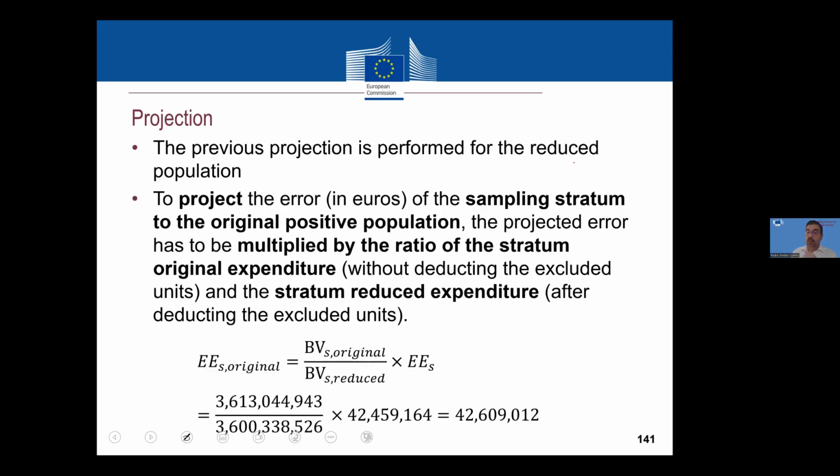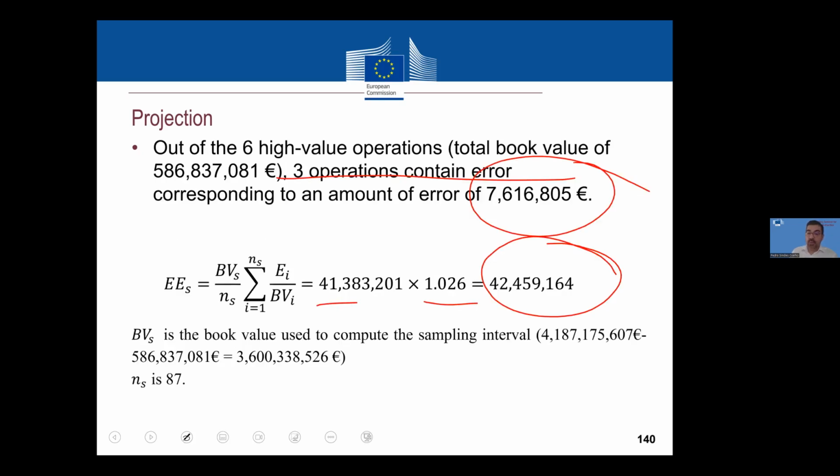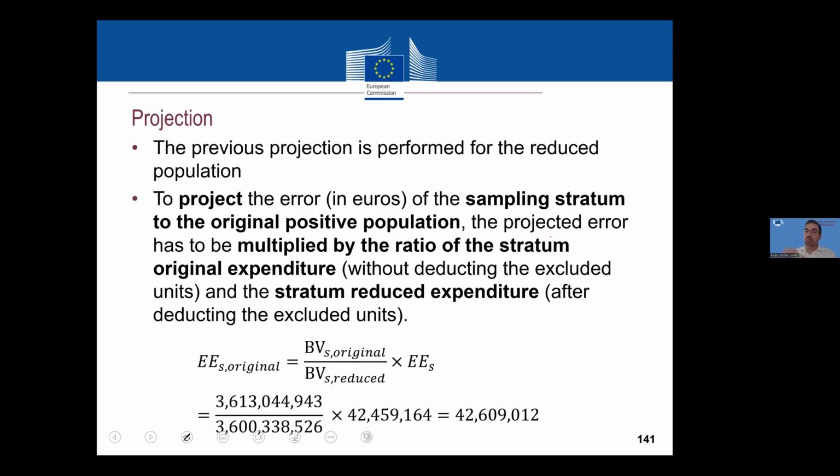This means that the projected error of the sampling stratum, which is 42.4 million euros, is only projecting the errors to the reduced population, not to the whole population as the regulations foresee. So in that case, we have to introduce this correction factor that I told you about a few minutes ago, which is to take the projected error that comes out of the software, in my case 42.4 million, and multiply it by the ratio between the book value of the original population and the book value of the reduced population.